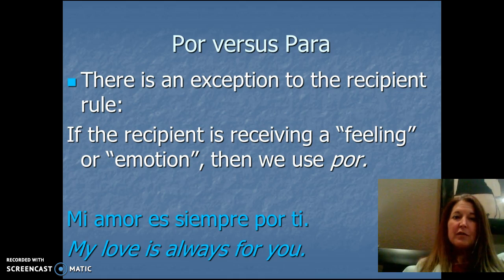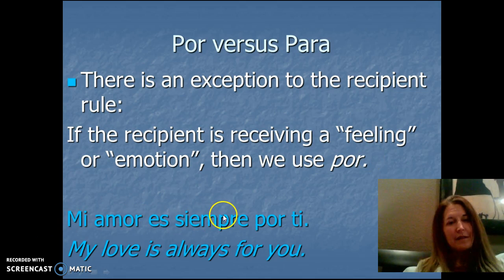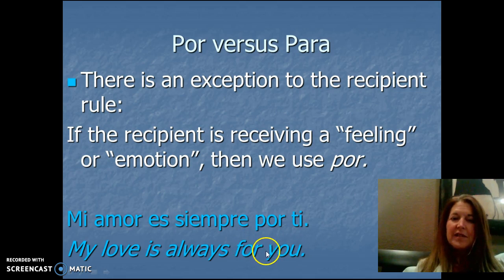There's an exception to the recipient rule, though. Careful and look at this. If the recipient is receiving a feeling or an emotion, then we are going to use the word por instead of para. Take a look at this example. Mi amor es siempre por ti. My love is always for you. Even though the love is being given to you and you is the recipient, it's the recipient of an emotion, which is love.